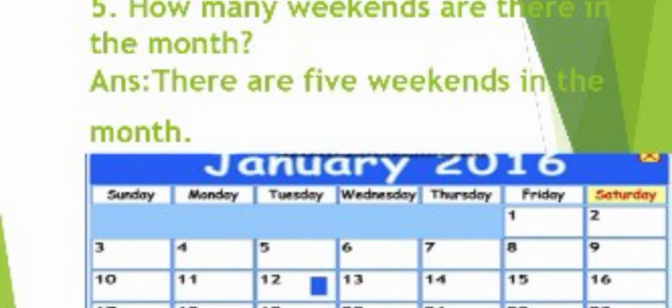Question number 5. How many weekends are there in the month? Let's see the calendar. This is the calendar of 2016 and the month is January. For finding out the weekends, we need to go to the option of Friday. Let's see on Friday how many dates are mentioned. So here 1, 8, 15, 22 and 29. So 1, 2, 3, 4, 5. So here 5 weekends. So the answer will be: there are 5 weekends in the month.